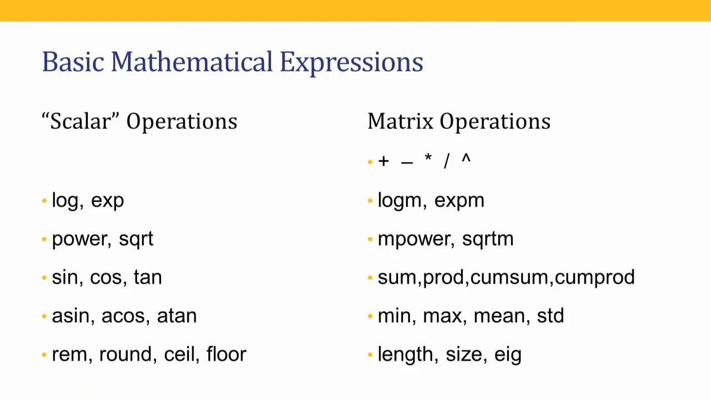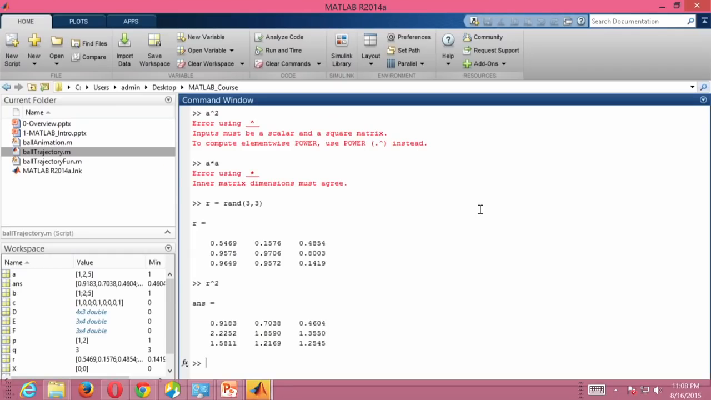Okay. What I am showing over here also are the scalar operations and equivalent vector operations. So, if we do exp of an array, we are going to get element by element exponential. If we want a matrix exponential, we want to do expm. Okay, let us look at that.